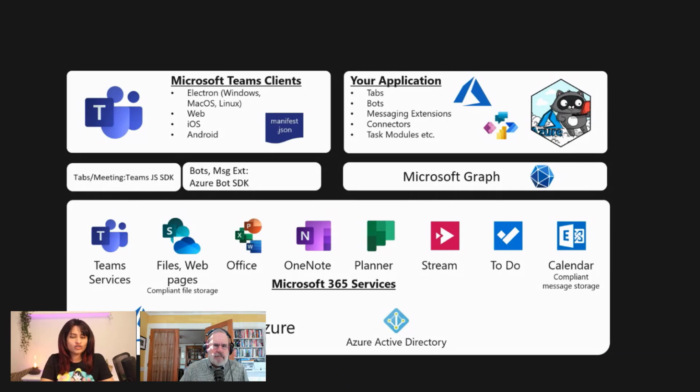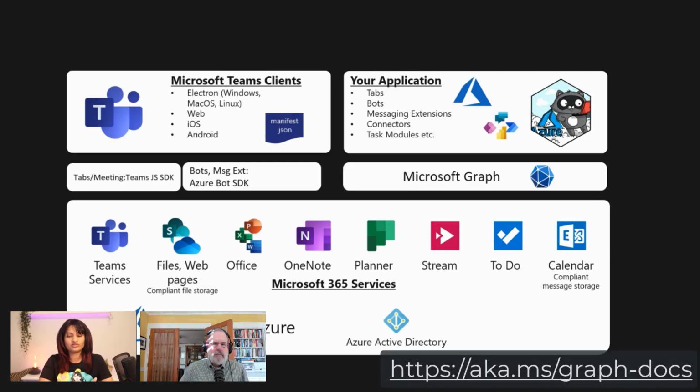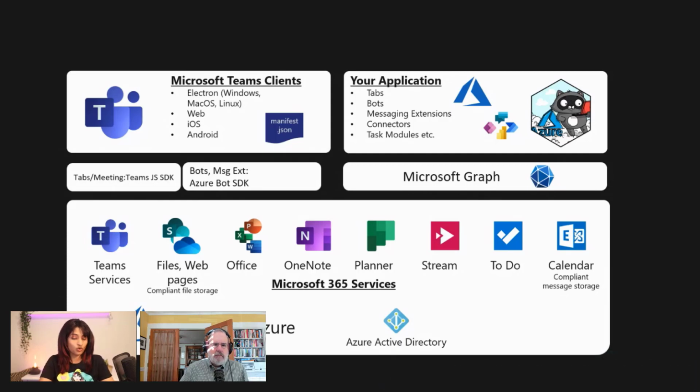Now, your applications, like I mentioned, tabs, bots, messaging extensions, whatever it is, if you want to leverage all the services in Microsoft 365 and get the data, or do actions on them, then you would use Microsoft Graph, which is basically a single entry API that you would use to access all these different workloads in Microsoft 365. So that is one API that you would use in your application if you want to use the services in Microsoft 365 or the data.